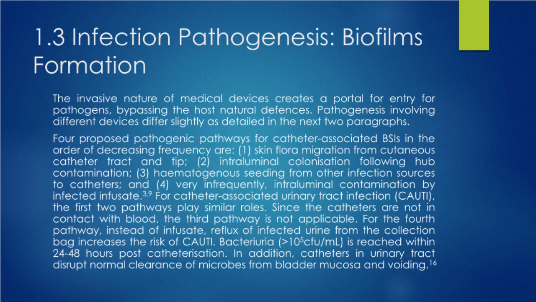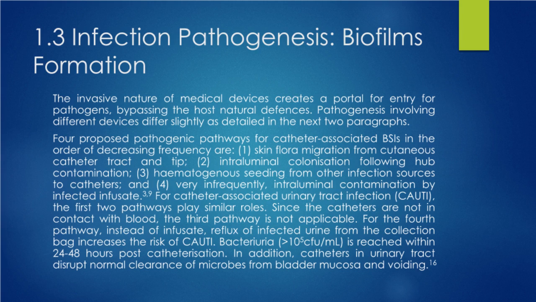The invasive nature of medical devices creates a portal of entry for pathogens, bypassing the host's natural defenses. Pathogenesis involving different devices differs slightly, as detailed in the next 2 paragraphs. 4 proposed pathogenic pathways for catheter-associated BSIs, in order of decreasing frequency, are: 1. Skin flora migration from cutaneous catheter tract and tip, 2. Intraluminal colonization following hub contamination, 3. Hematogenous seeding from other infection sources to catheters, and 4. Very infrequently, intraluminal contamination by infected infusate.